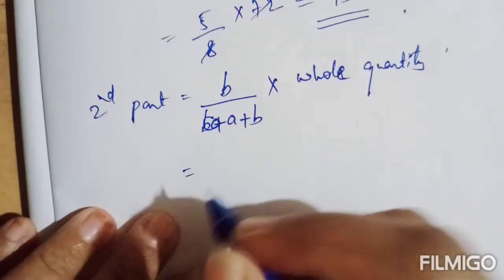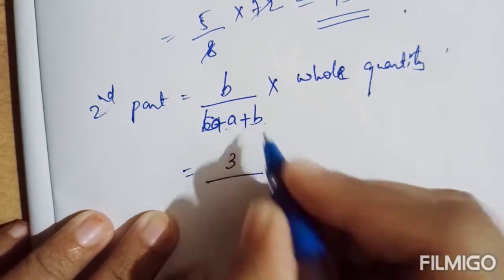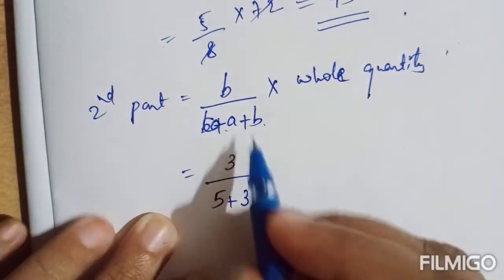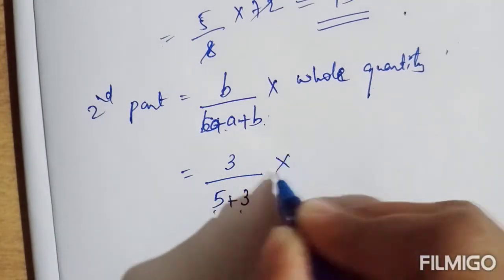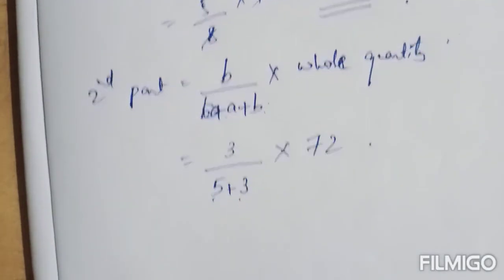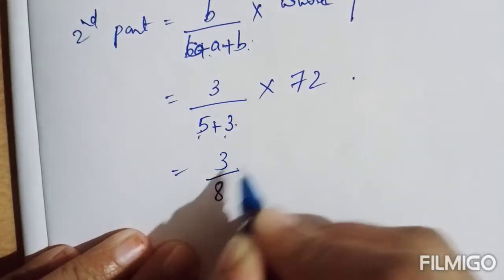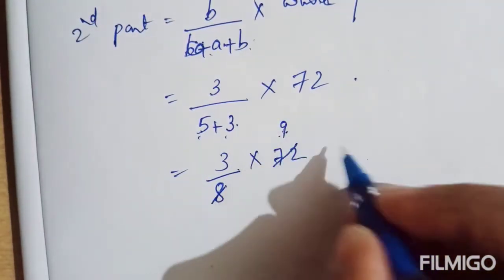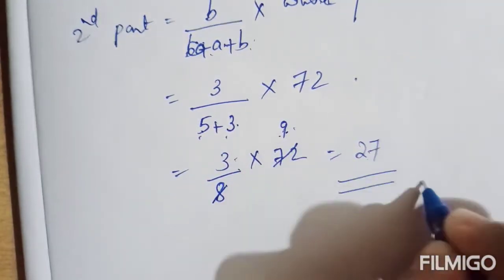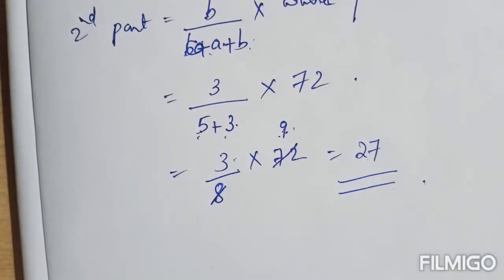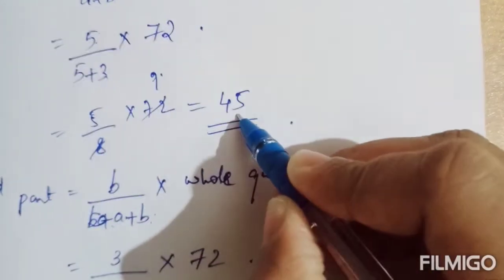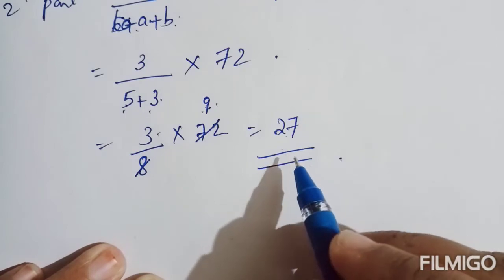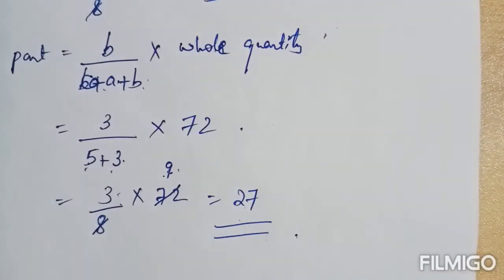Okay, so in place of B it is 3, by A plus B, it is 5 plus 3. A value 5, B value 3, into whole quantity 72. So 3 by 5 plus 3, it is 8, into 72. 8 and 72 will go, you can reduce that, 9 here. So 9 into 3 is 27. So 72 is divided in the ratio 2 1 by 2 is to 1 1 by 2. The numbers will be: first part 45 and second part 27. Okay, if we take their ratio, you will get the ratio 5 is to 3.